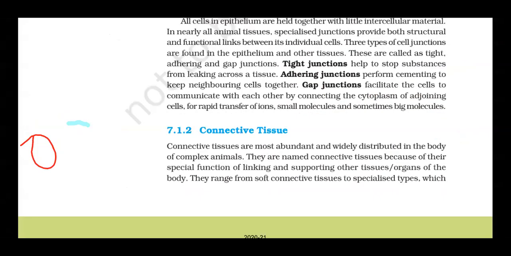See, next is the connective tissue. Connective tissues are the most abundant and widely distributed in the body of complex animals. When we say connective tissue, the first thing that comes to our mind is blood, because it is a very important connective tissue.